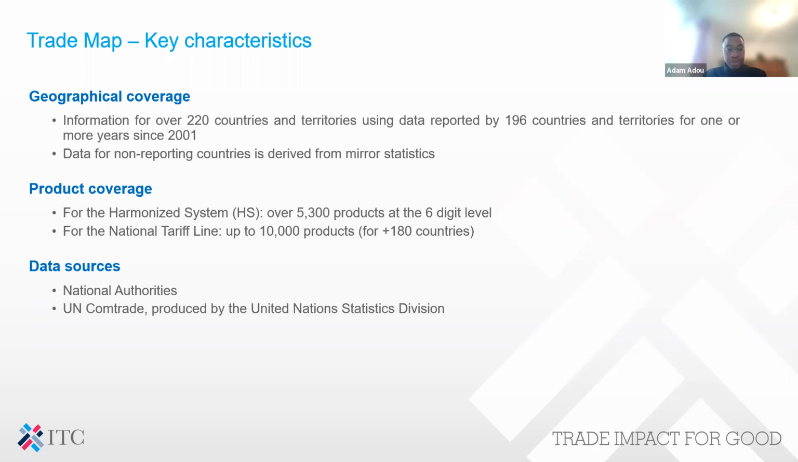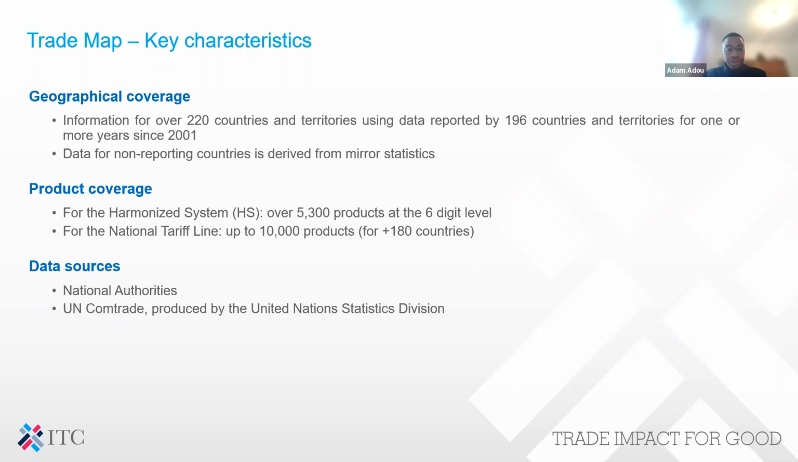The product coverage is even bigger than for Export Potential Map. We cover more than 5,300 products, still at the 6-digit level. If you remember, it's at the subheading level, which is still detailed, but we also have details regarding national tariff lines. And the two main sources for the data in TradeMap are the data coming from national authorities.